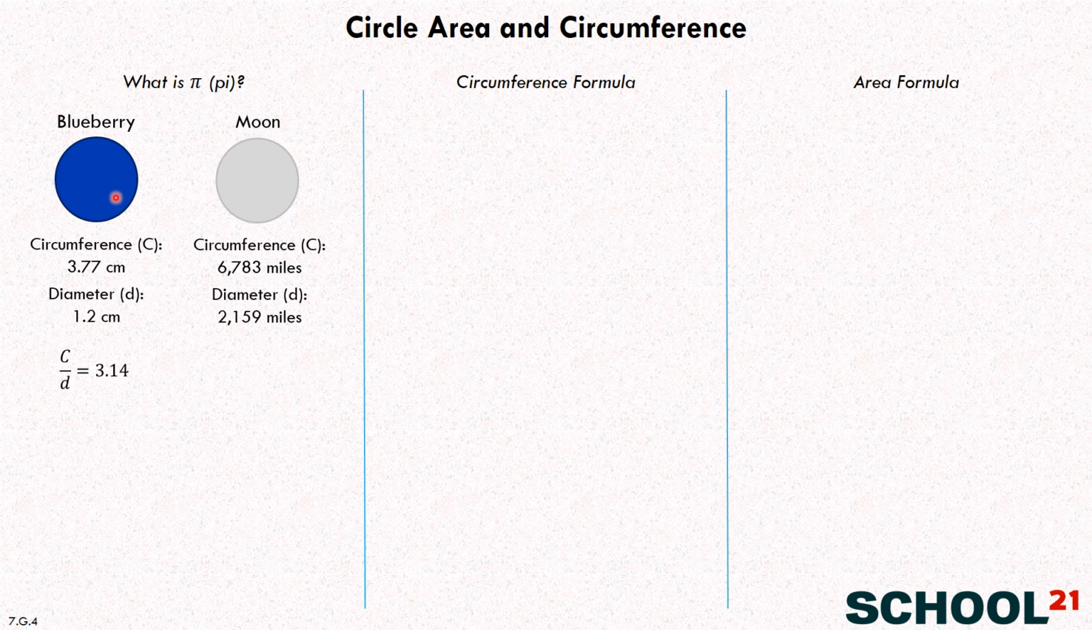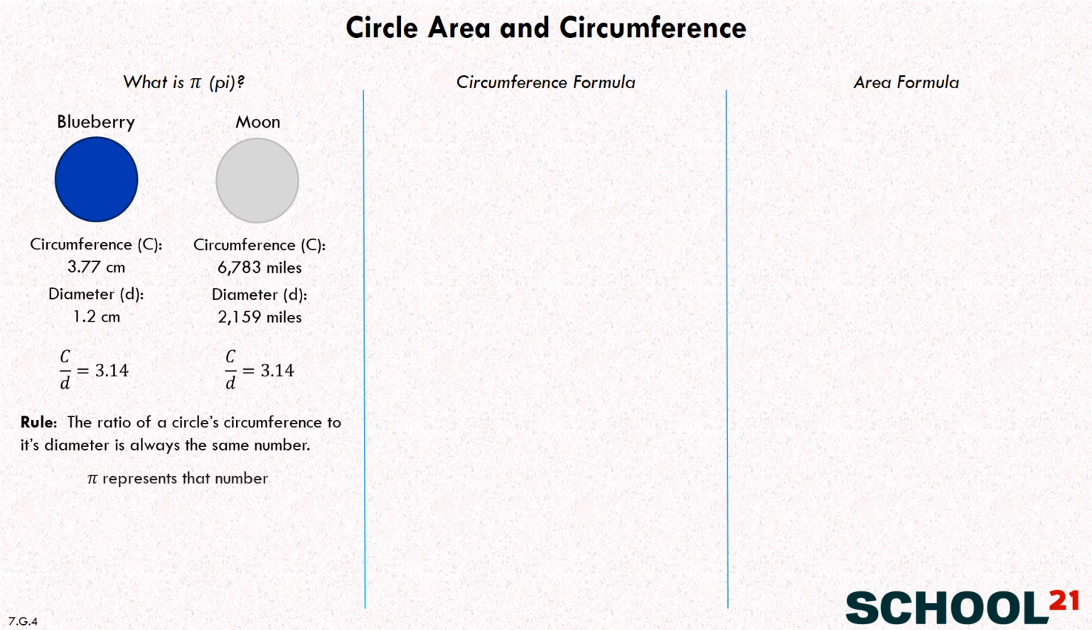That's for the blueberry. Now, if you think about the moon, you take 6,783 and divide it by 2,159, the same calculation of circumference divided by diameter, and guess what you get? 3.14. That's really cool. So anywhere where you find a circle, the ratio of the circumference to the diameter is always the same number. And that's roughly 3.14. And so let's go ahead and write that as a rule. The ratio of a circle's circumference to its diameter is always the same number, regardless of the size of the circle, whether it's blueberry-sized or moon-sized.